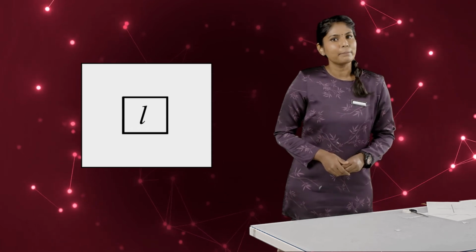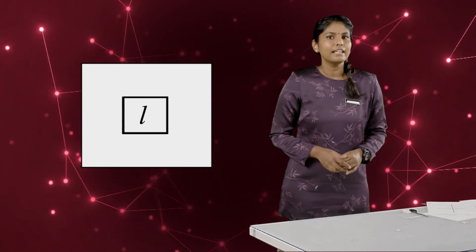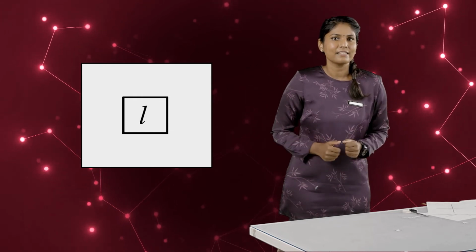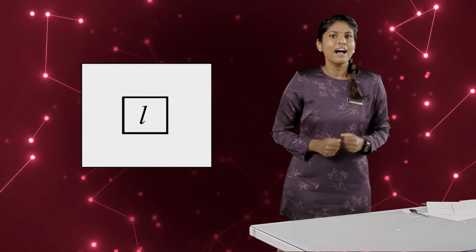If 2 lines are perpendicular to each other, then all angles at the intersecting lines have the same size. All these angles are right angles.